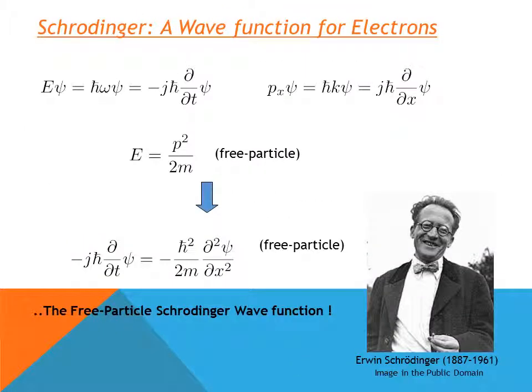Schrodinger equation and wave function for electrons. For free particles, we know energy equals momentum squared divided by twice m. And we can see the free particle Schrodinger wave function.